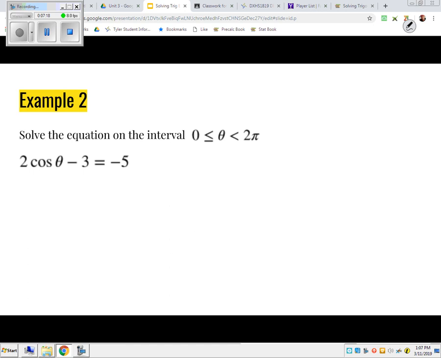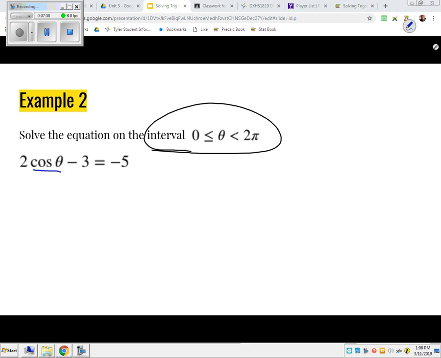Don't worry about this right now, I'll come back to it in just a minute. My goal is to solve this down for cosine theta. My goal is to get it all the way down to theta. But before I do that, I want to get it all the way down to just cosine theta. So what needs to happen first to make it so the cosine theta is the only thing on the left side of the equation?